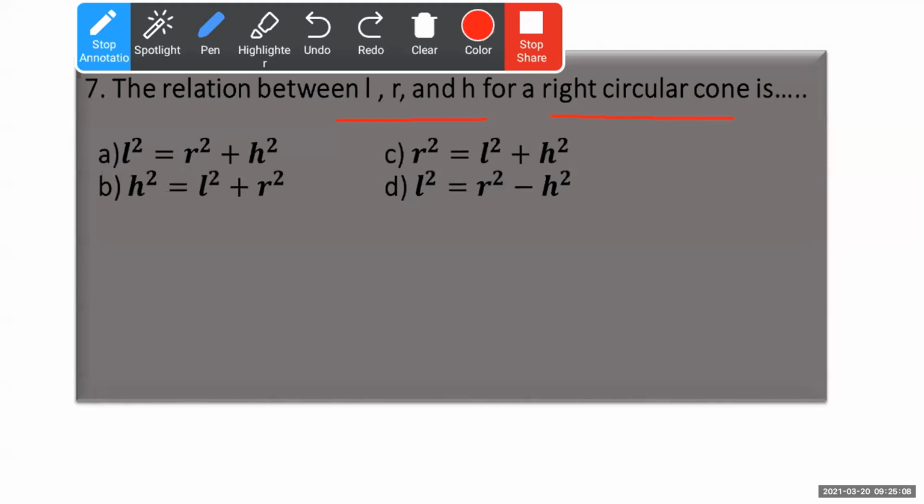If it is mentioned right circular cone or a simple cone, the formula remains the same. Whenever you want to find out the slant height of a cone, the formula will be L square is equal to R square plus H square. This is very, very important. This is the formula for finding the slant height of a cone, so you can mark it as an important formula. This formula is not given in the list of formulas.